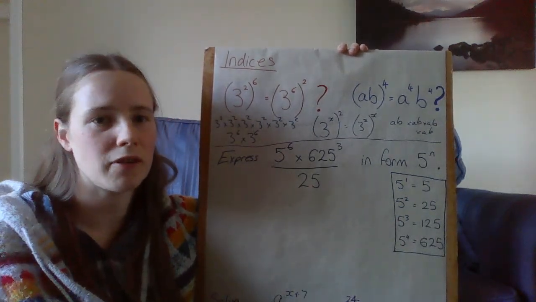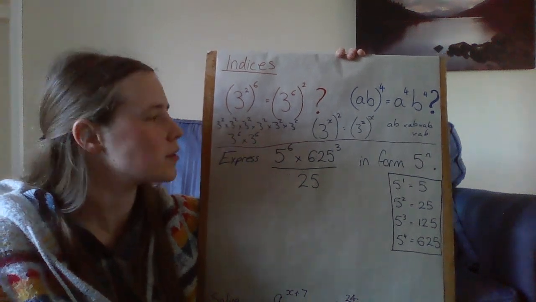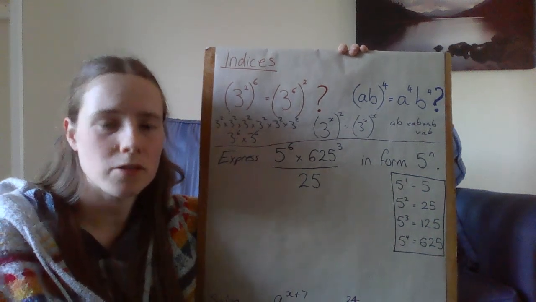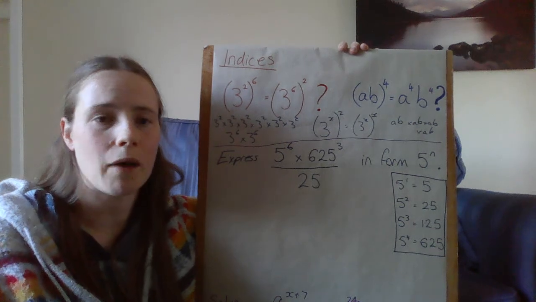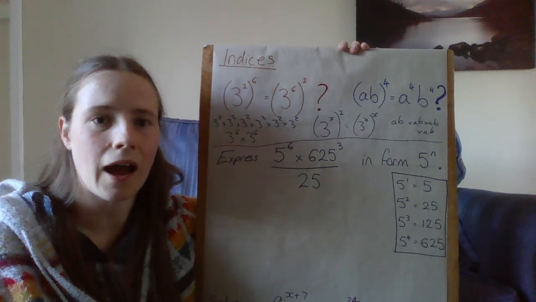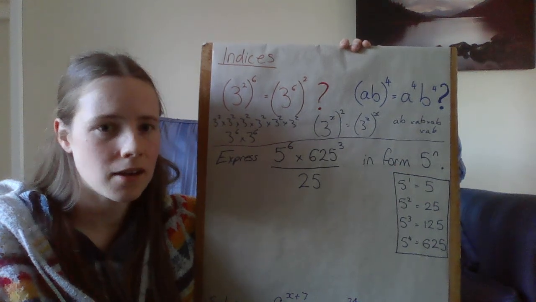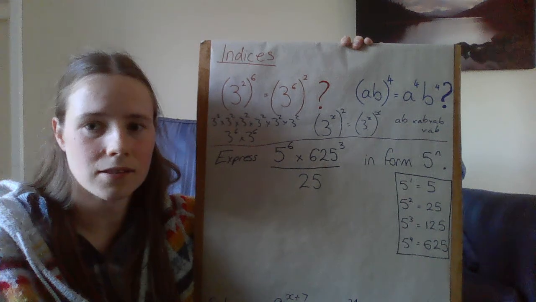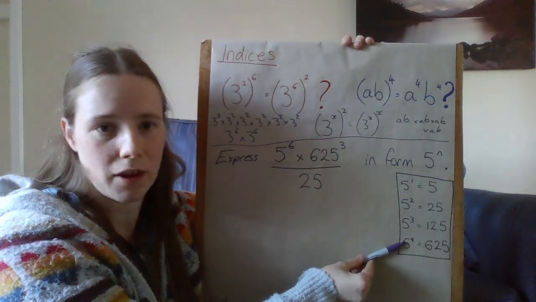Now I could, if I had loads and loads of time or a handy calculator, work out what 625 cubed was, times it by 5 to the 6, divide that by 25, and then take my answer and work out what power of 5 I needed to get there. However, that's going to take ages. Instead, I'm going to do this without a calculator, just using index laws and these facts that I know about the low powers of 5.